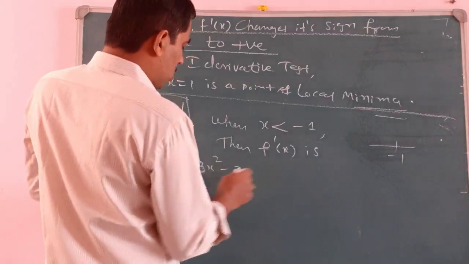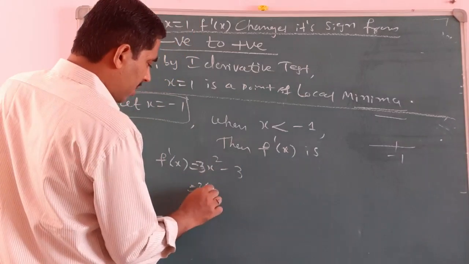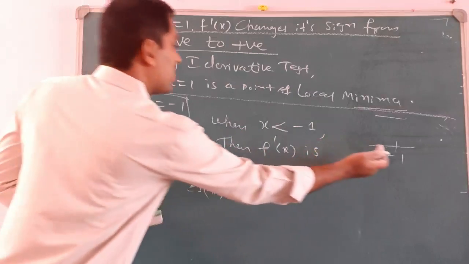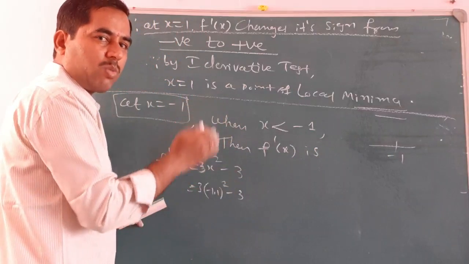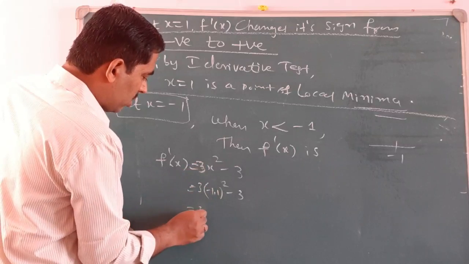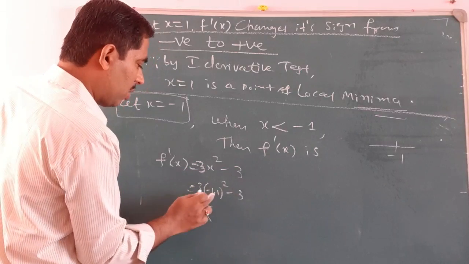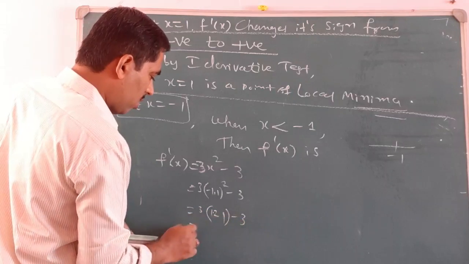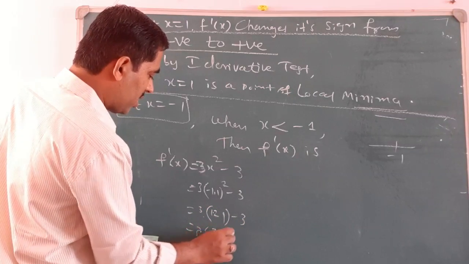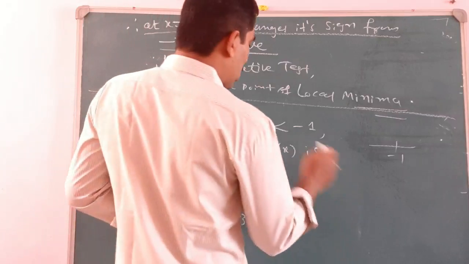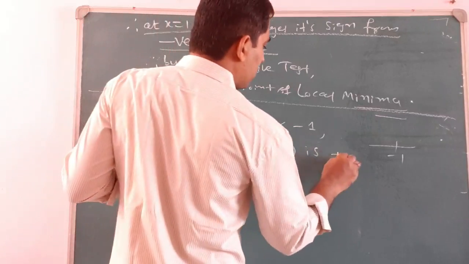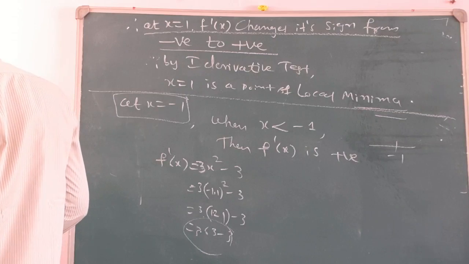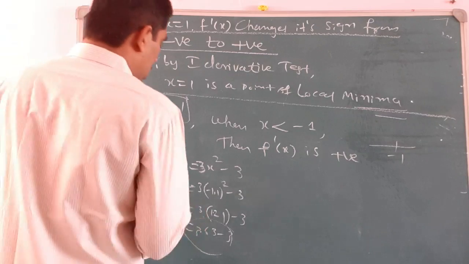Say -1.1. I will give one value here: 3 times -1.1 whole square. Less than -1, so the left side of -1: -1.1, -1.2, whatever value you can check here. Since the whole square is there, it will be positive. That will be 3 times 1.21, which is 3.63, minus 3. It is positive. So f dash x is positive. You can take your own value. It is positive.